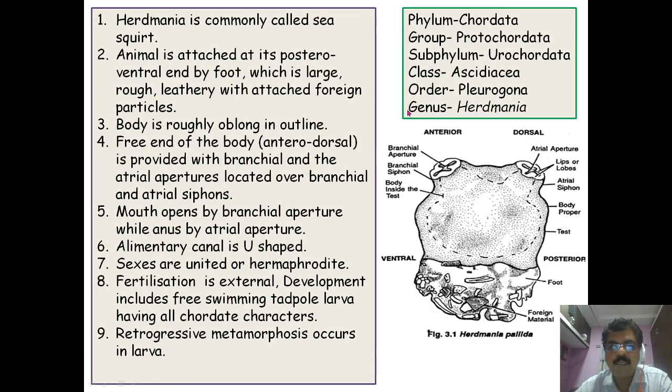Then next to this, the first example from the subphylum Urochordata. On the left side where the blank page is, you have to write down the classification at the right corner of the blank page: Phylum Chordata, group Protochordata, subphylum Urochordata, class Ascidiacea, order Pleurogona, and the genus is Herdmania.